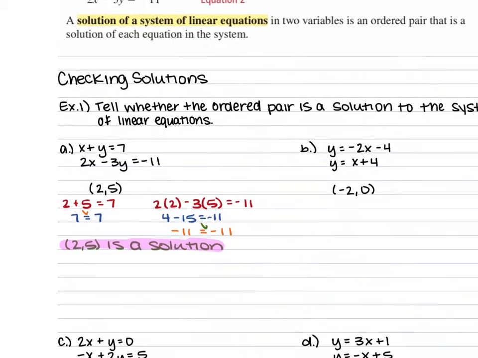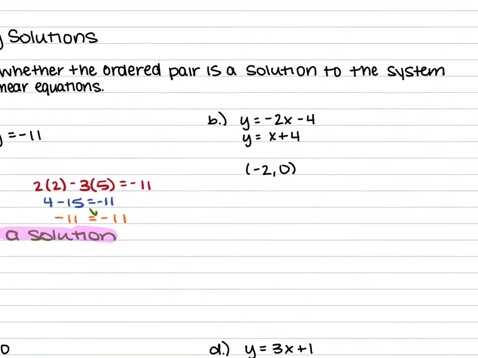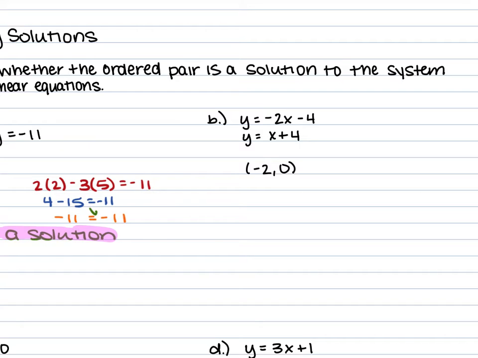If we look at example B, we have y minus 2x is equal to 4 and y is equal to x plus 4 with the ordered pair negative 2, 0. So with this, we're going to plug these in. We're going to have 0 is equal to negative 2 times negative 2 plus 4, as well as 0 is equal to negative 2 plus 4.